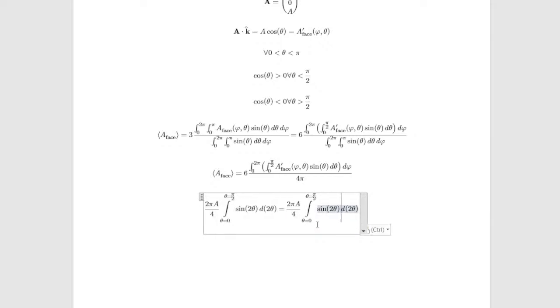Anyone who's followed this far can almost certainly do that in their head. I can't, because I'm an idiot. It's either cos theta or minus sine theta. I have to think about it from the derivative. So what's the derivative of cosine of theta? That's minus sine of theta, so we want minus cosine of theta. Yeah, okay, that makes sense.